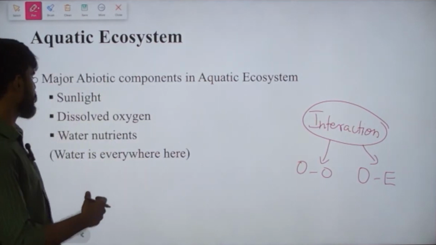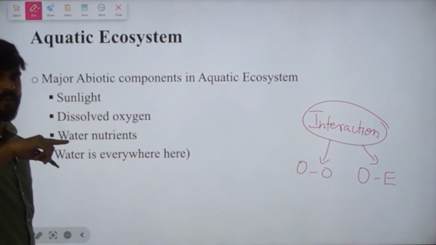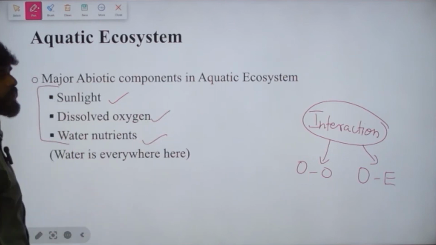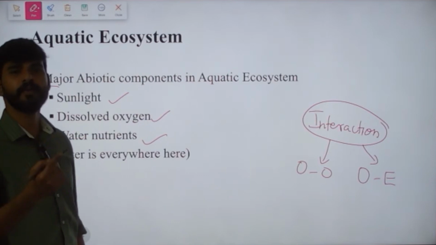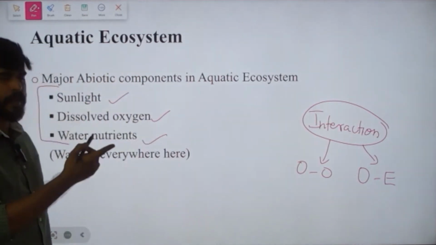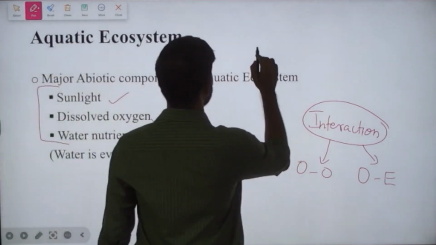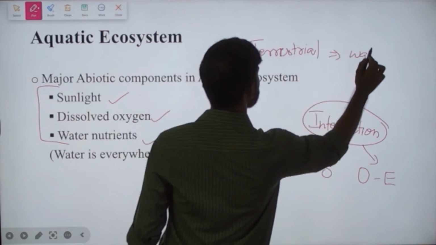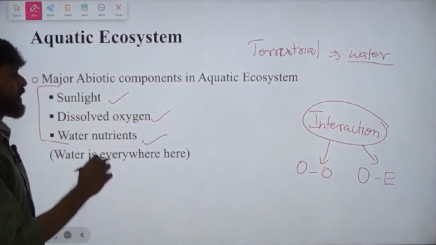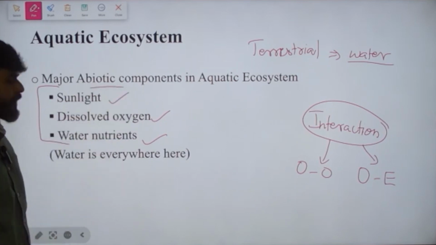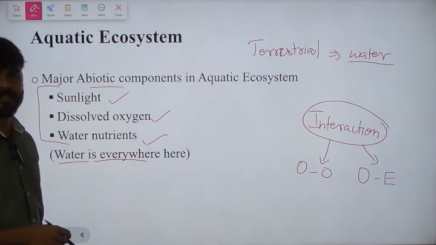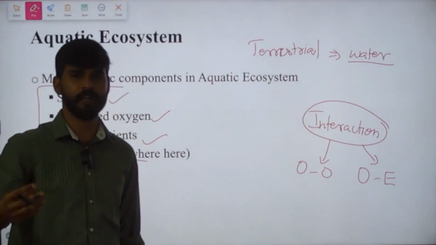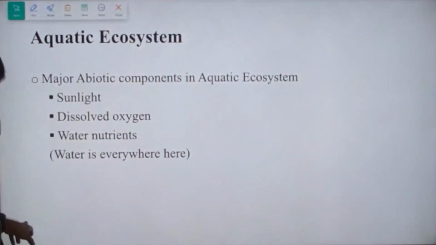So when it comes to aquatic ecosystem, there is going to be interaction between organisms and also its environment. Sunlight, dissolved oxygen, water nutrients, these are the major abiotic components of aquatic ecosystem, which means they will be influencing the biodiversity in aquatic ecosystem. In terrestrial ecosystem, availability of water is also an important abiotic component. But the system that we are discussing here is aquatic ecosystem, where water is everywhere. Everywhere it is water only, then only it is an aquatic ecosystem, be it ocean or pond or river, whatever it is. So let us get into further details of it.